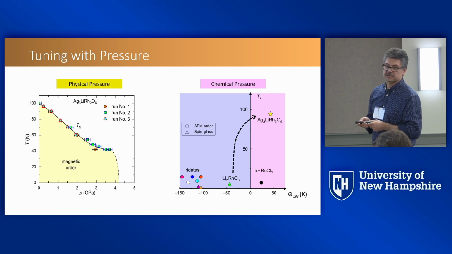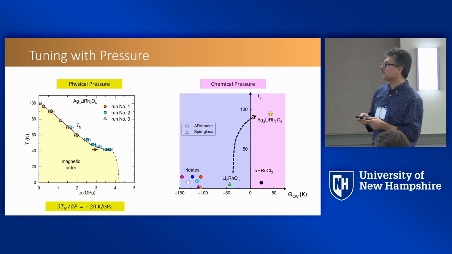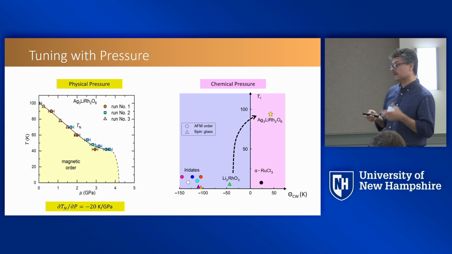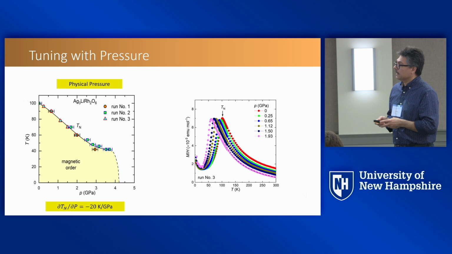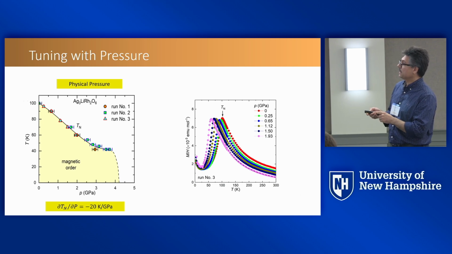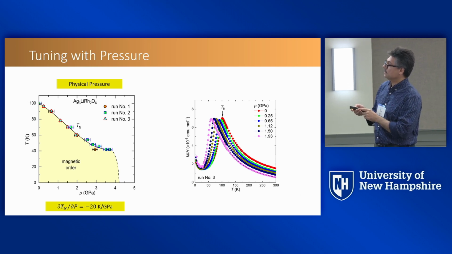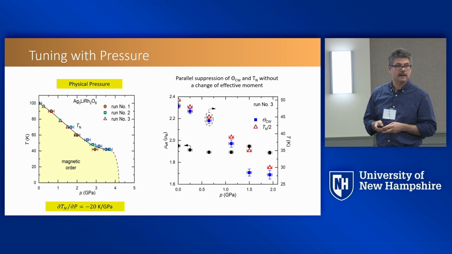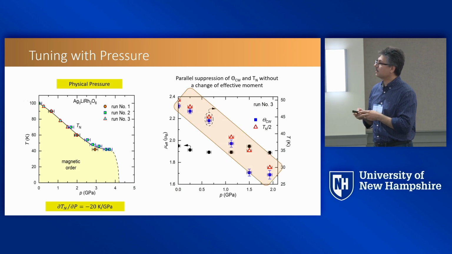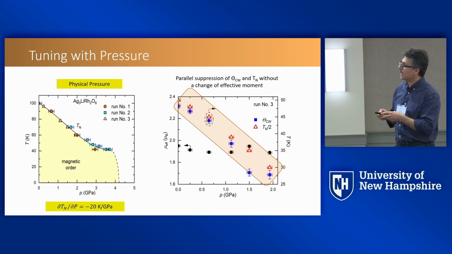So we physically pressurized it, and we found something very interesting. We found that the TC of this material is suppressed from 100 Kelvin down at a pretty fast rate. It's among the fastest rates of TC suppression with pressure that I know of. And here is the raw data. You measure magnetic susceptibility. The peak is the Néel temperature, or the ordering temperature, and it goes down very clearly and visibly with increasing pressure. From these susceptibility data, we can extract the Curie-Weiss temperature and the ordering temperature. Both of them are going down. But we can also extract the effective moment, and that does not change.